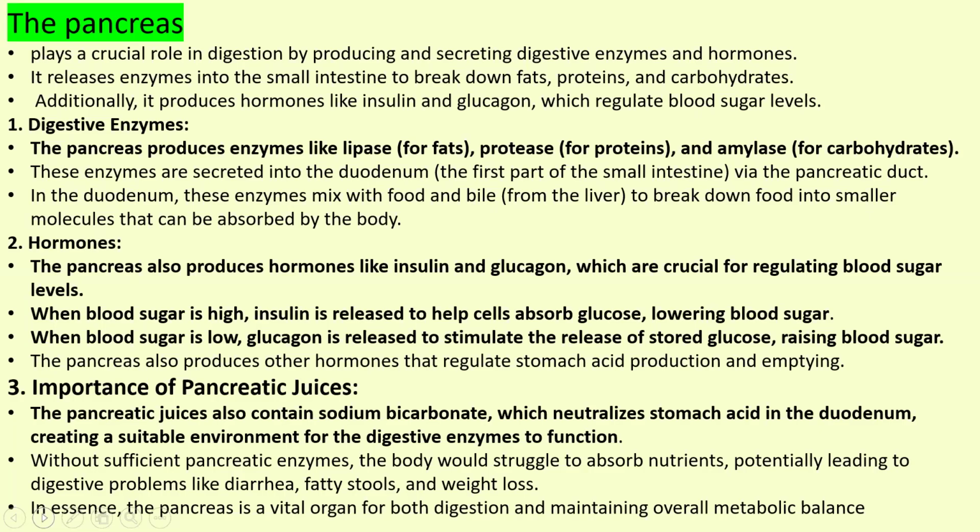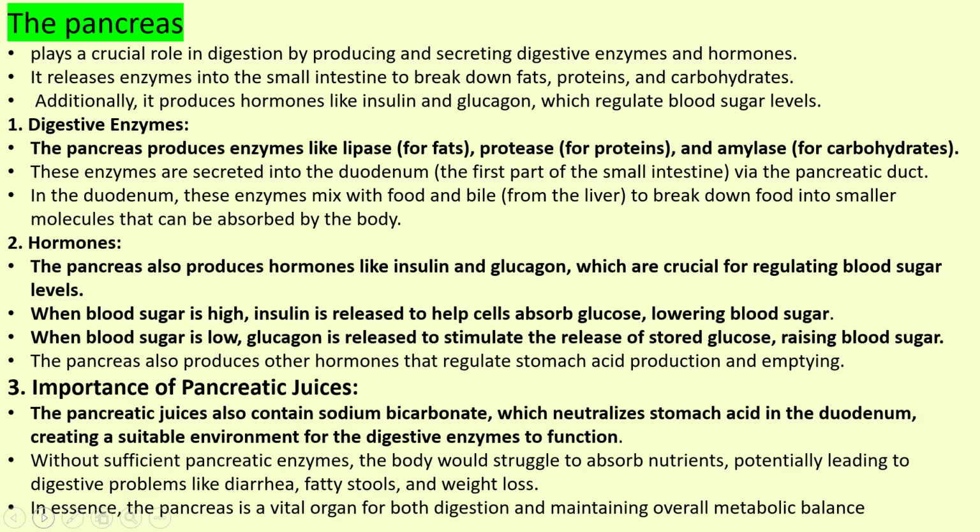So it regulates insulin and the blood glucose level in your body. Digestive enzymes: the pancreas secretes lipase for fats, protease for proteins, and amylase for carbohydrates. These are the major enzymes which the pancreas secretes. These enzymes are secreted into the duodenum, the first part of the small intestine.